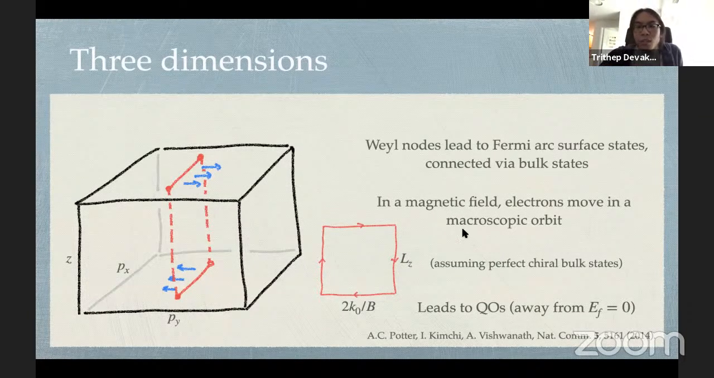And this leads to electrons moving in a macroscopic orbit, where you go along the top surface, and then you have to traverse the whole sample, and you go back, and then you traverse the whole sample again. And this leads to quantum oscillations away from EF equals 0. And this was shown by Potter, Kimchi, and Vishwanath in 2014. And this picture assumes perfect bulk chiral states.